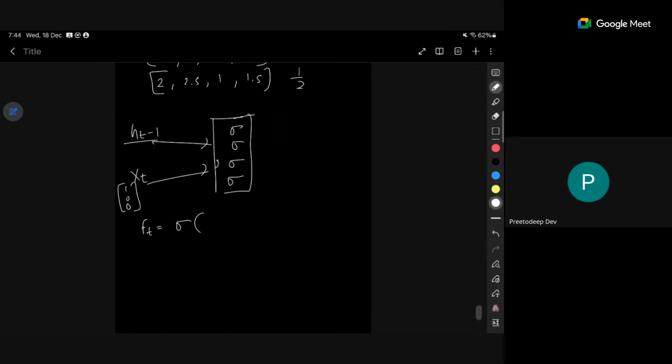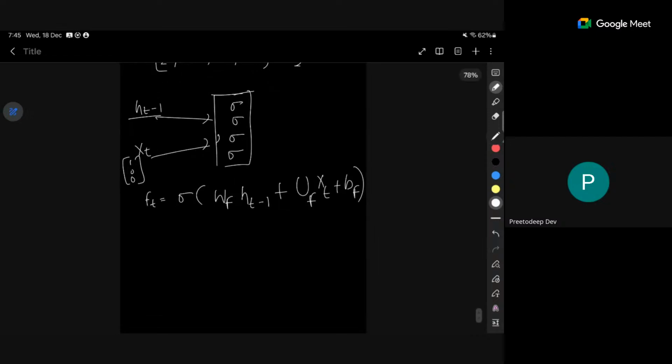So we'll come to how you will get that. So sigmoid of what you'll use: one weight for the ht minus 1, plus we'll use u, as we used previously in RNN also, uf you can call it, for xt, and we'll use bf. So this is how you will get the sigmoid. So now you can figure it out, right? How many parameters you will require. So this is a sigmoid, and how many neurons are there? Based on that you can decide, right?